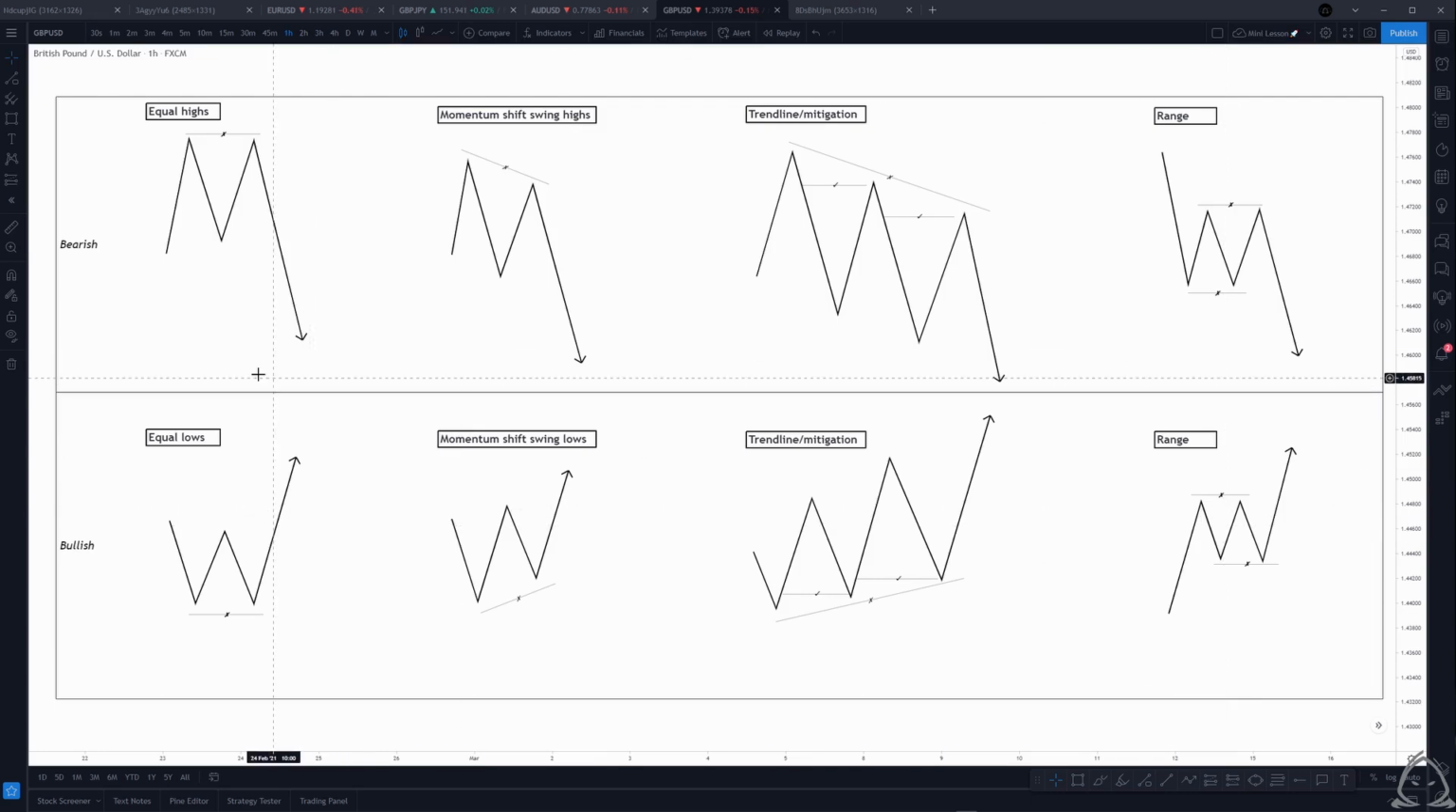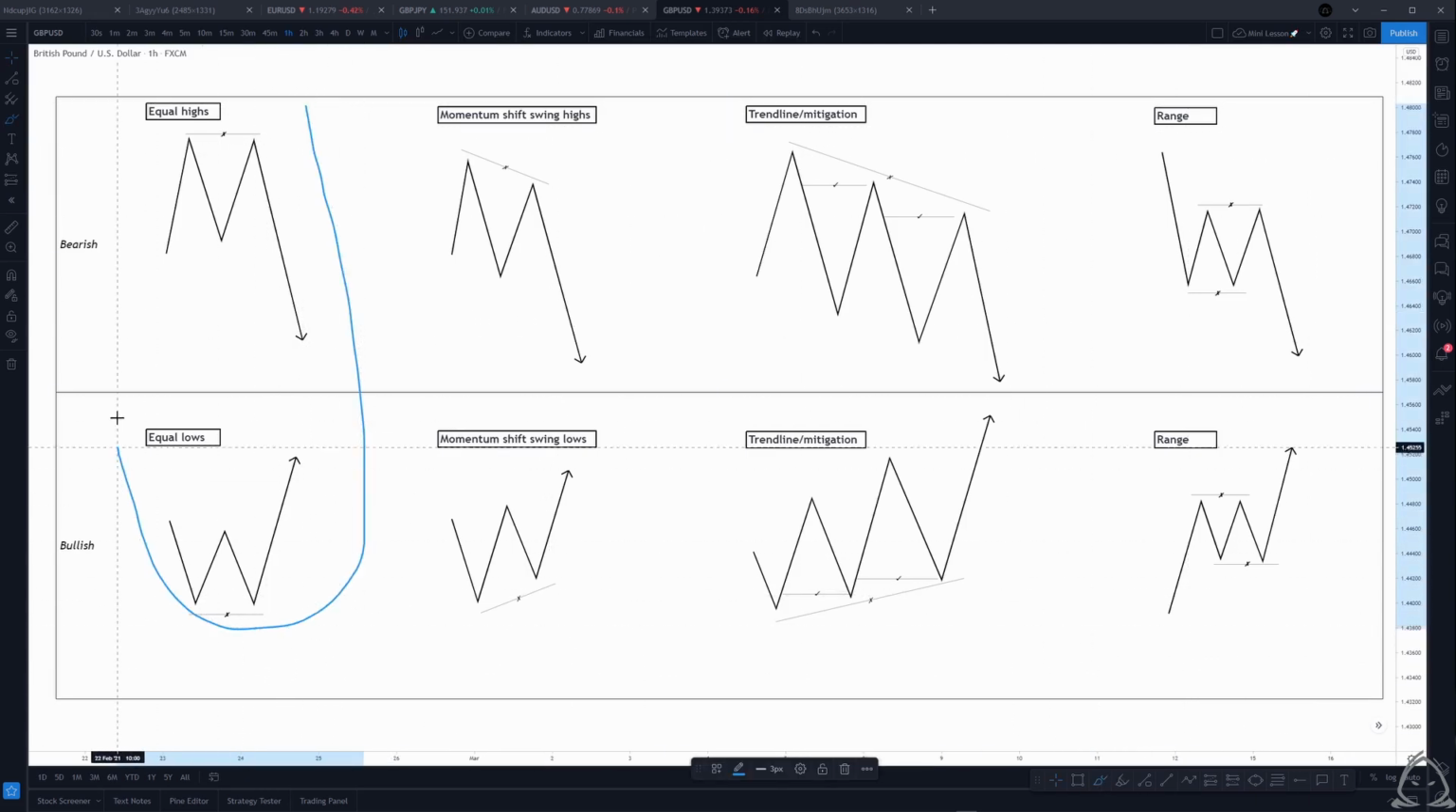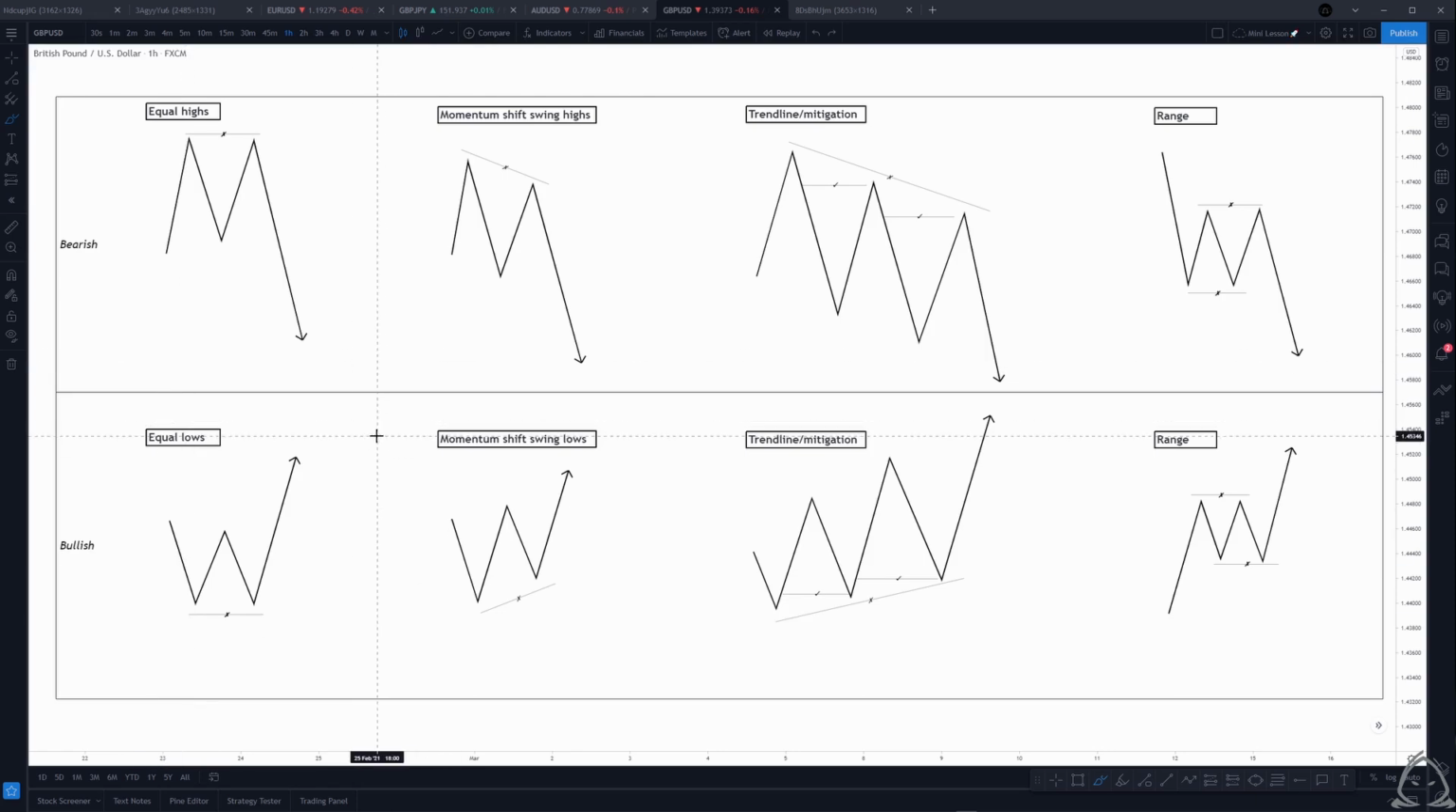So here we have a very brief markup of the various different key elements of liquidity. There are different aspects of liquidity that I haven't mentioned here, but these are, in my opinion, the most common or the most important forms of liquidity. So the first ones we have are the equal highs and equal lows. This is something that we've spoken about in the content for quite some time. This is where you get either completely equal or relatively equal highs.